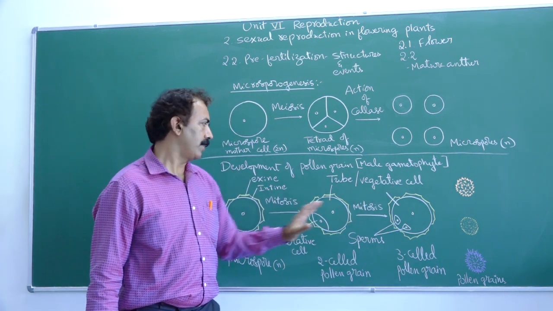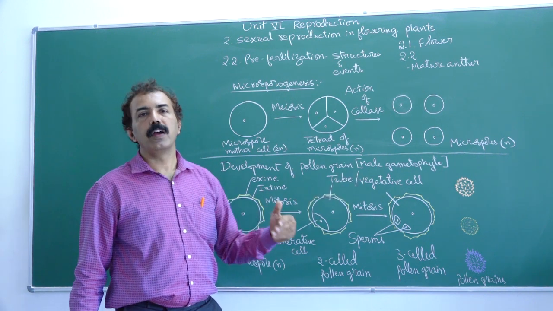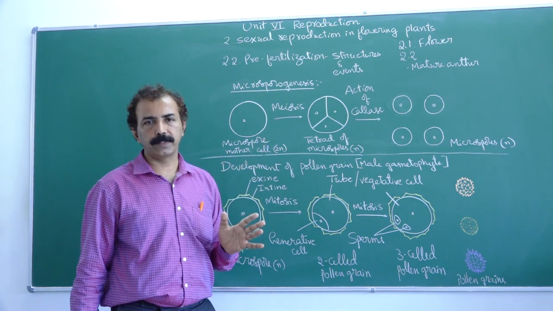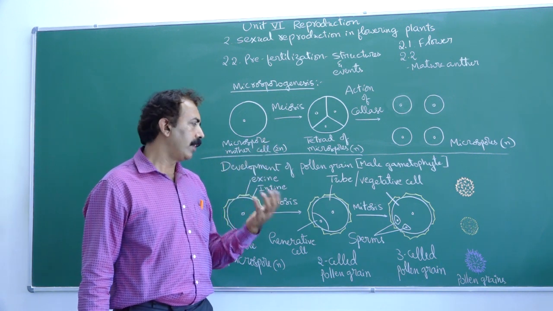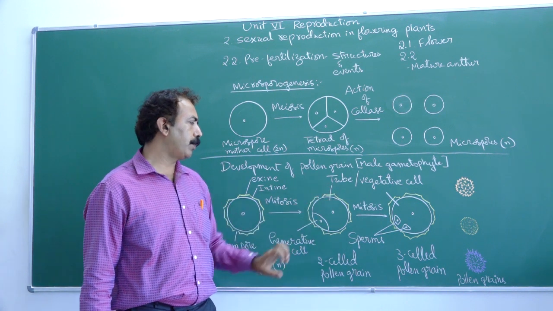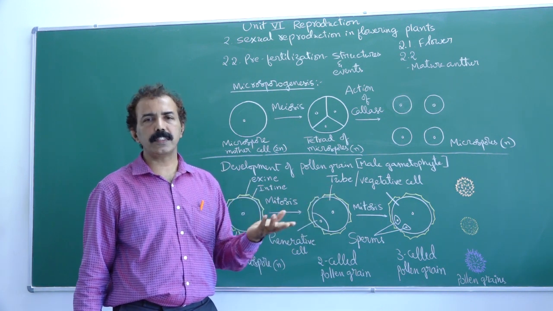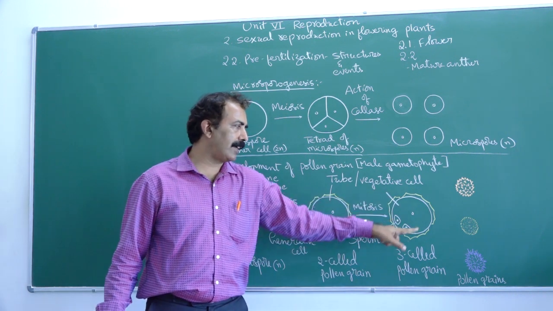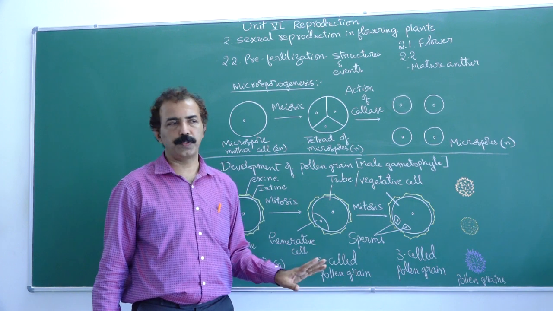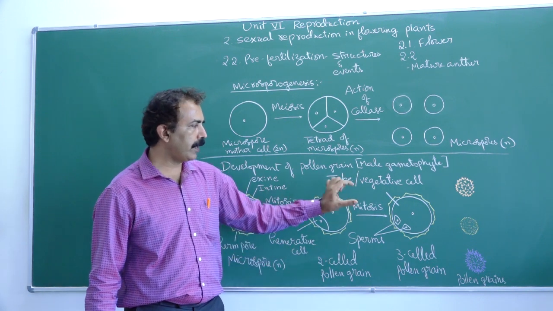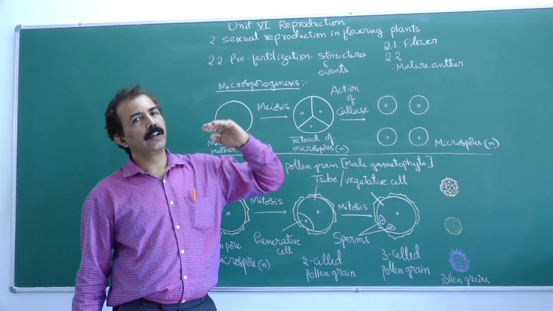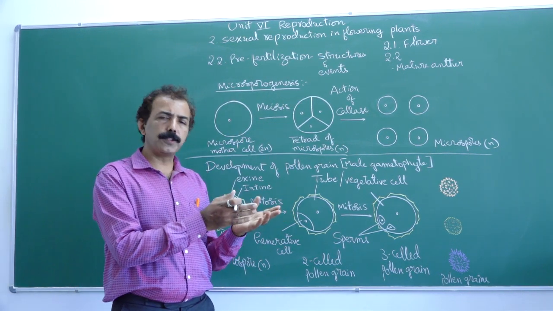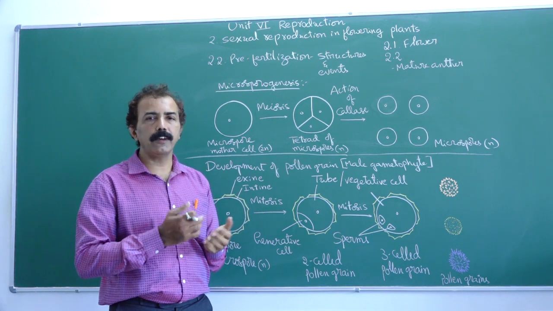These stages happen one after the other. At what stage are the pollen grains released by the anther? In case of dicots, usually the pollen grains are released at the 2-celled stage. And in monocots, they are released at the 3-celled stage. The pollen grains carry these sperms to the stigma surface. We call this process pollination. It is then followed by fertilization.